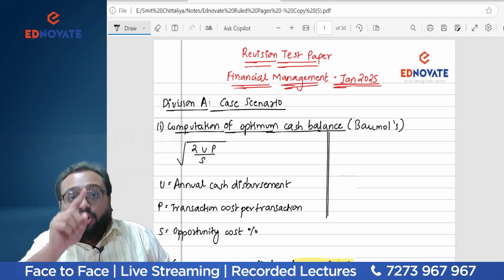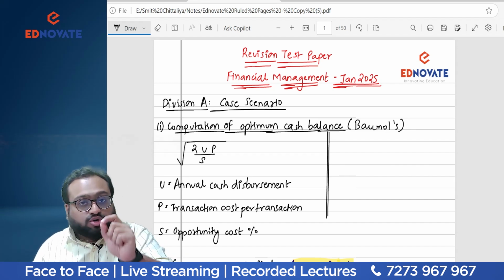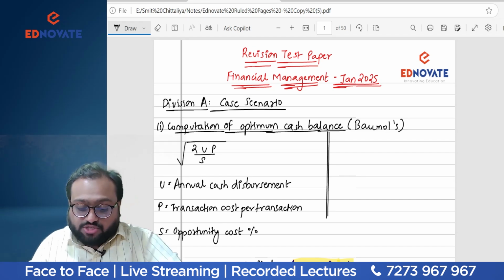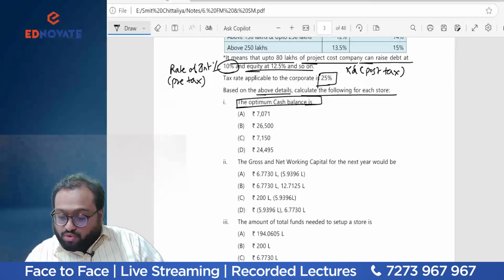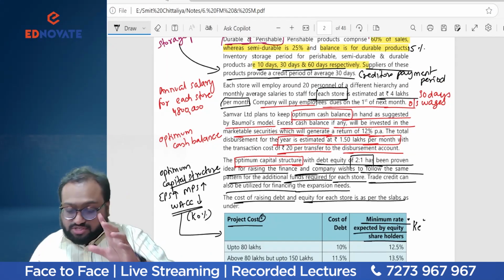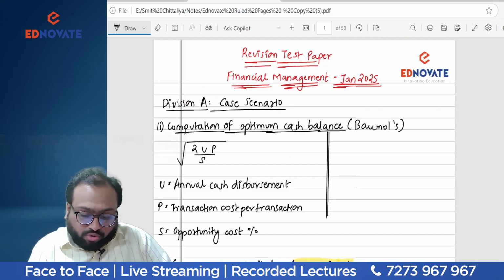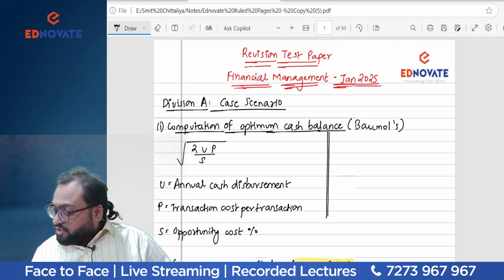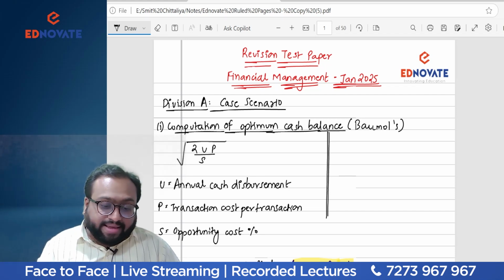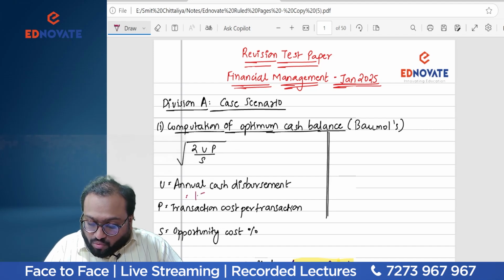So your formula is root of 2UP upon S, where P stands for transaction cost per transaction and U stands for annual disbursement. Now, what is our annual disbursement? We'll look at the question. We have the entire paragraph on optimum cash balance. And what does the question say? Their monthly disbursements are 1.5 lakhs. So the monthly is 1.5 lakh. For 12 months, it will be 18 lakhs. So we'll write down over here: the annual disbursement is 1.5 lakhs into 12 months, which will come to 18 lakhs.